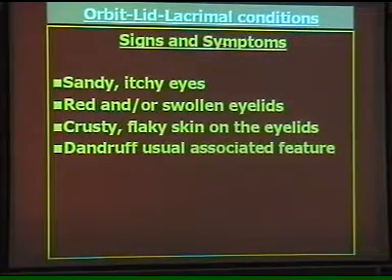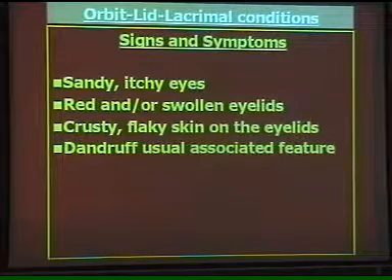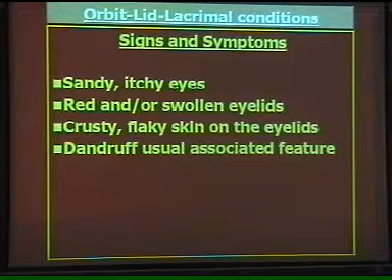The signs and symptoms include sandy, itchy eyes, red, swollen eyelids, and in advanced stages, crusty lids. The reason for itchiness is that these scales get inside the eye, in the conjunctival sac and on the cornea, and they initiate rubbing. Once the patient is rubbing it, it initiates a vicious cycle which further aggravates the situation.